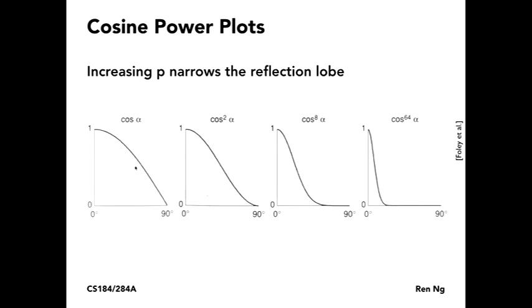So if this is cosine alpha raised to p equals 1, then of course it just looks like a cosine. If it's cosine squared alpha, you can see it gets a little tighter towards the y-axis. Cosine to the 8th looks like this. Cosine to the 64 looks like this.